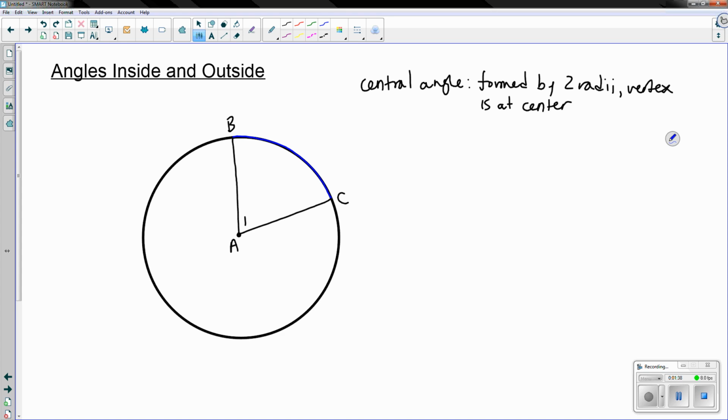So for this picture, the measure of angle 1 is equal to the measure of intercepted arc BC. That is what's true about central angles. They equal the measure of the intercepted arc related to that angle.